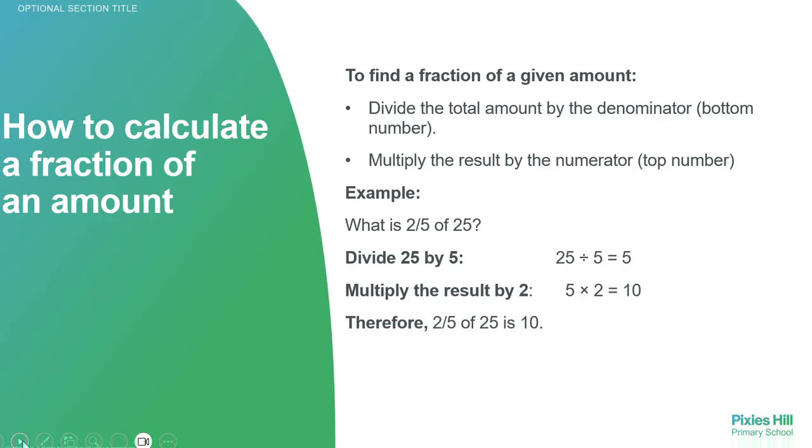If I divide 25 by 5, so 5 being my denominator, my bottom number, my answer is 5. I take that result and I multiply it by my numerator, which is my top number. My top number is 2 in this case, so 5 times 2 will equal 10. So therefore, 2/5 of 25 is 10.